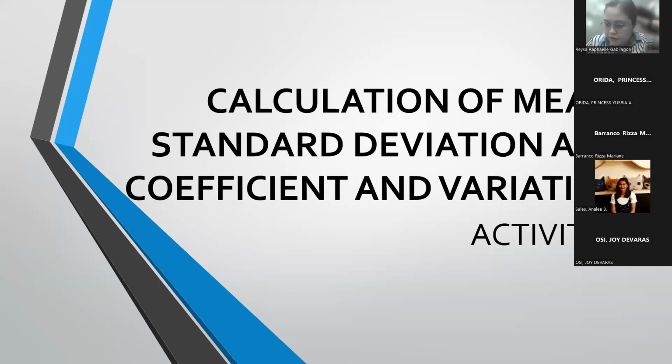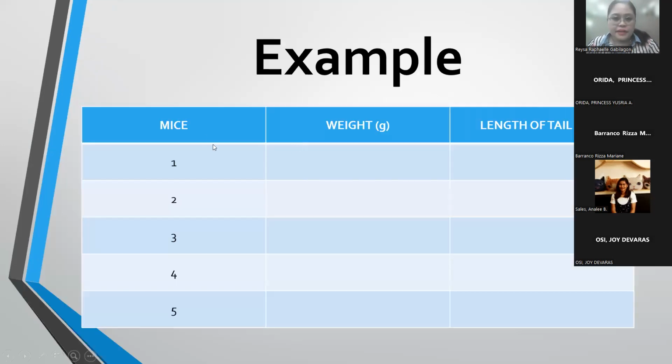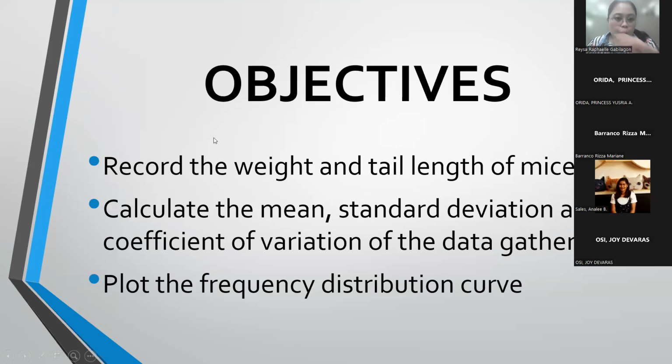So let's discuss the first one. Activity number 2 is calculation of the mean, the standard deviation, and the coefficient of variation. What I told you to do in this activity is to first weigh your mice and then record the tail length also using a ruler, and then after that you have to calculate the mean, the standard deviation, and the coefficient of variation.